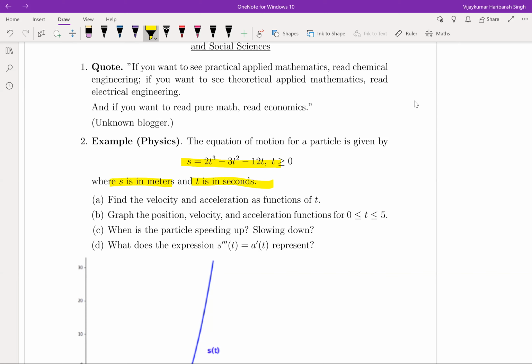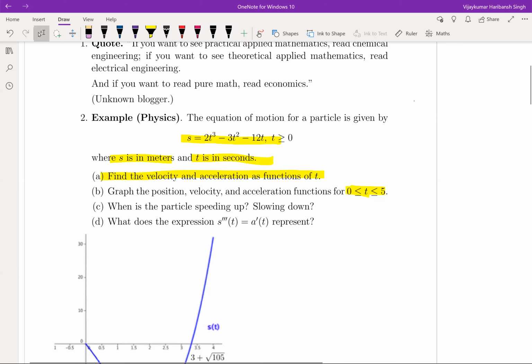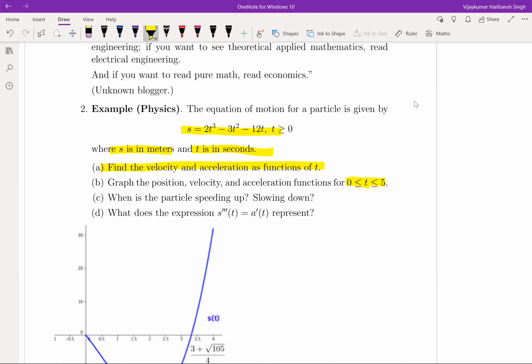So the first problem tells us to find the velocity and acceleration of the function. The second problem is asking us to sketch or graph the position, velocity, and acceleration for t in this range. The third problem is asking when is the particle speeding up, and D, what does the expression for s triple prime, which is the derivative of acceleration, represent. Okay, so let's embark on this.